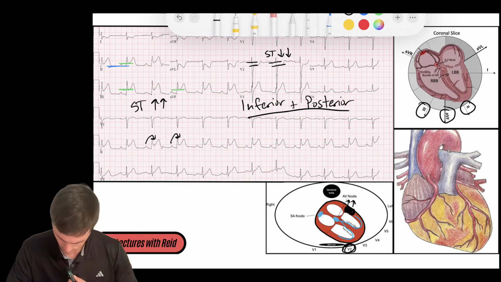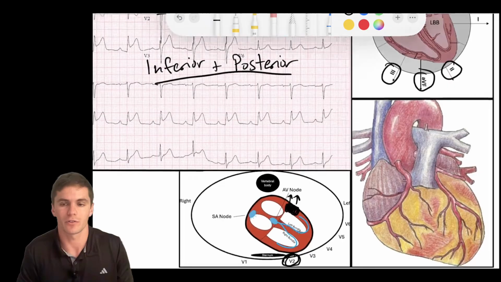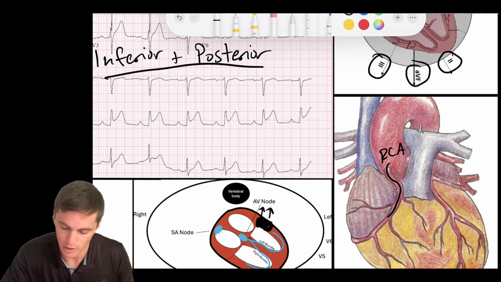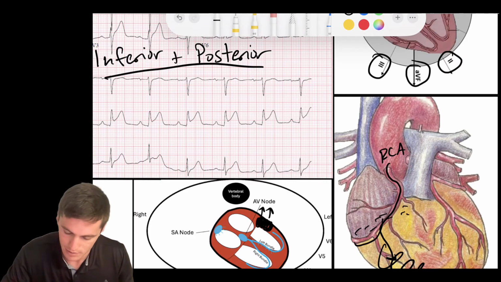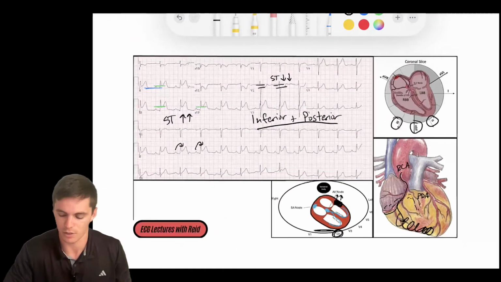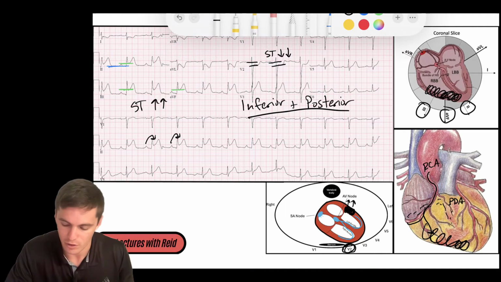And so what might we think is the cause of a region of inferior and posterior myocardial infarction? Well, remember, the right coronary artery supplies inferior as well as, in 80% of the time, posterior myocardium via the posterior descending artery. So you might think this is a right coronary artery infarction where we're getting inferior posterior signs.